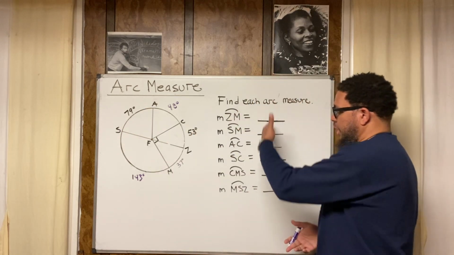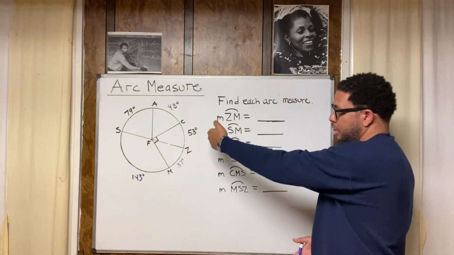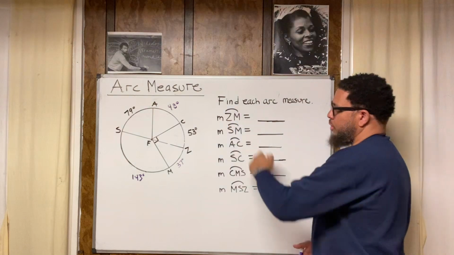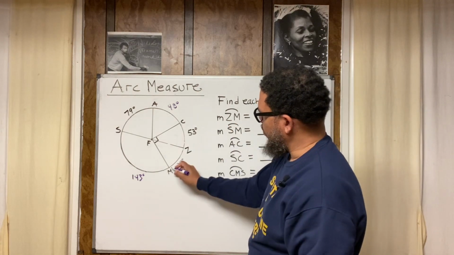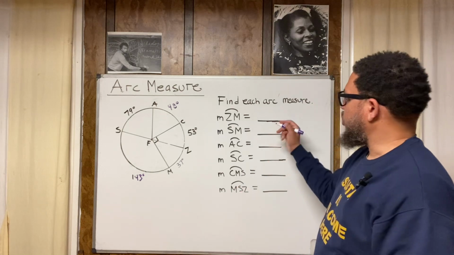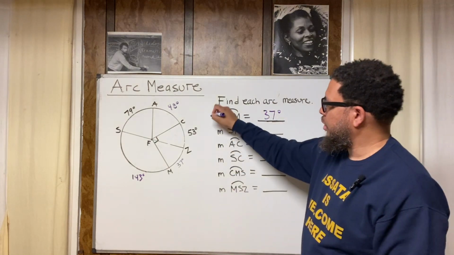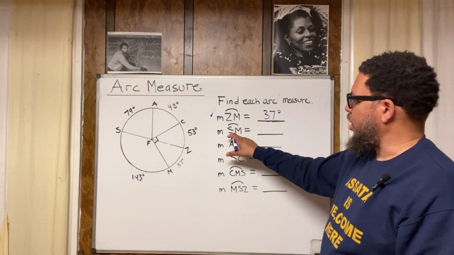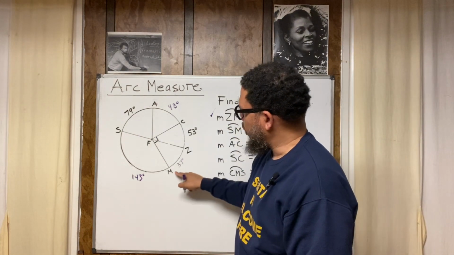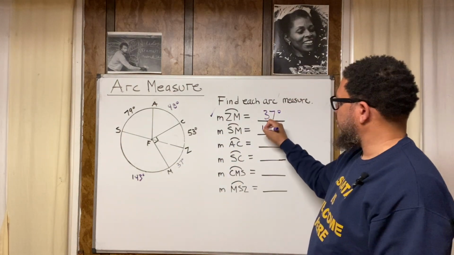So now we slide over here and answer these questions. The lowercase m stands for measurement of, and that's the arc symbol of the arc that goes from point Z to point M. Where is that at? Point Z to point M. We already know that's 37 degrees. We already did that work. So we write 37 degrees. All right, one down. What's the measure of arc SM from point S to point M? Here's point S, here's point M. We did that work already. That's 143 degrees.